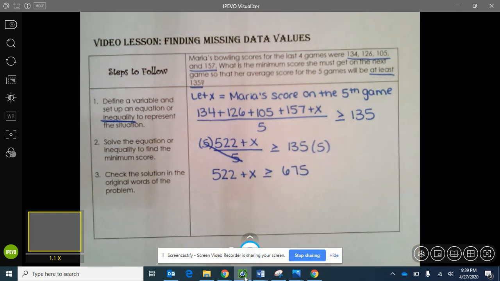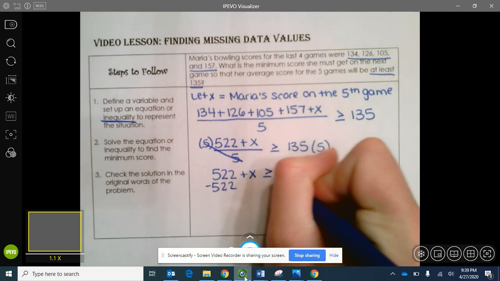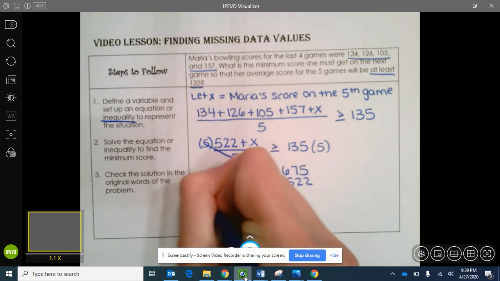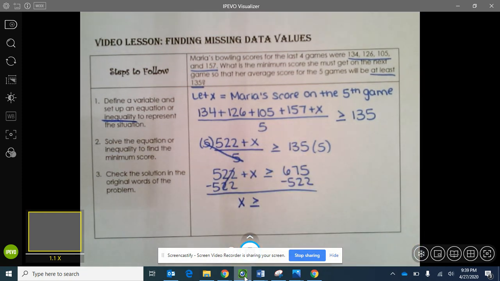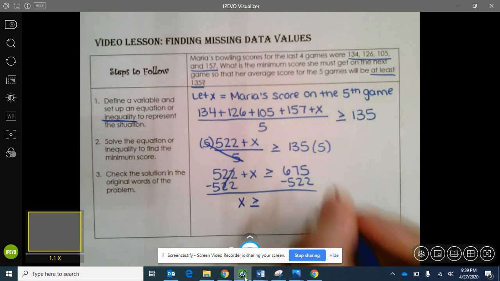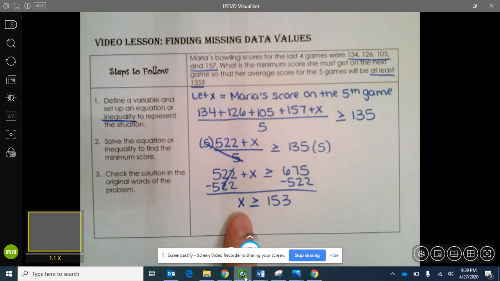I'm still trying to solve for x, so I need to get x all by itself, so I need to move this positive 522 to the other side. So to do that, I'm going to use my inverse operation of subtraction. So here's my answer. x has to be greater than or equal to 153.